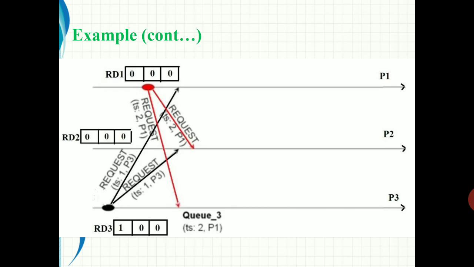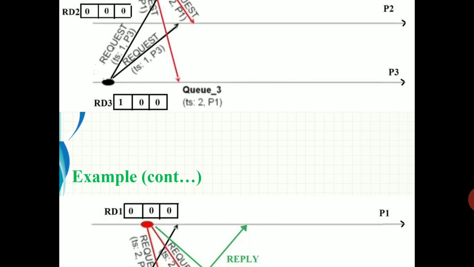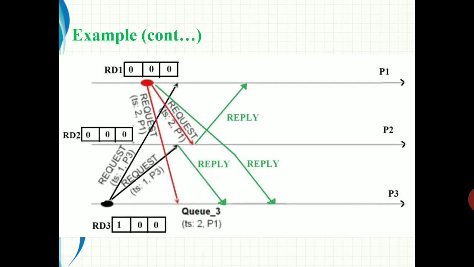Then we will queue up these requests in the queue maintained in process P3. You can see in the figure, the Q3 contains the request message, including the timestamp 2 from the process P1. So P1 can give a reply to P3, and P2 can reply to P1 and P3, but P3 defers the reply to P1. That is the idea.